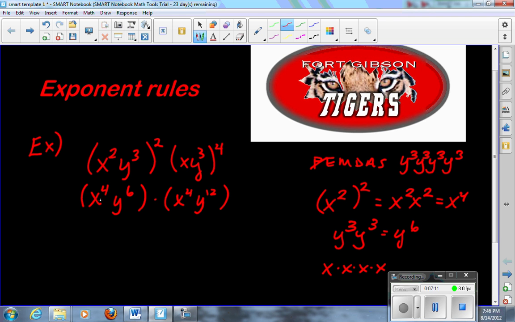Okay, let's see if we can keep going. We did exponents, now let's see if we can multiply these two things together. And we can. We're going to multiply our x's together. X to the 4th times x to the 4th is x to the 8th. Y to the 6th times y to the 12th is y to the 18th. And this is it right here.